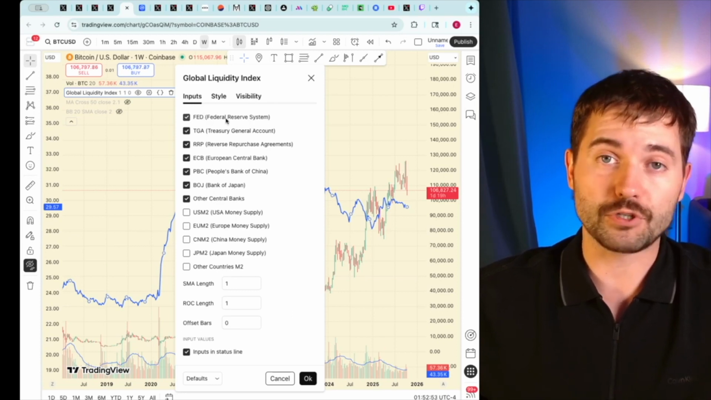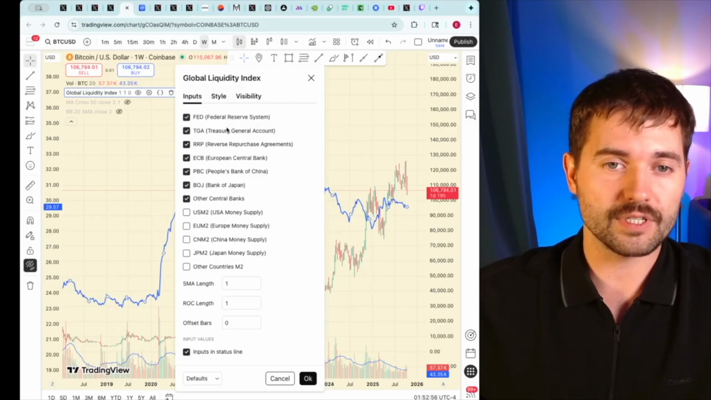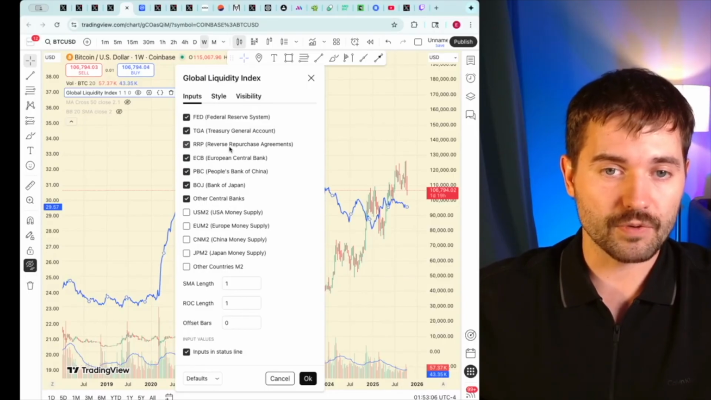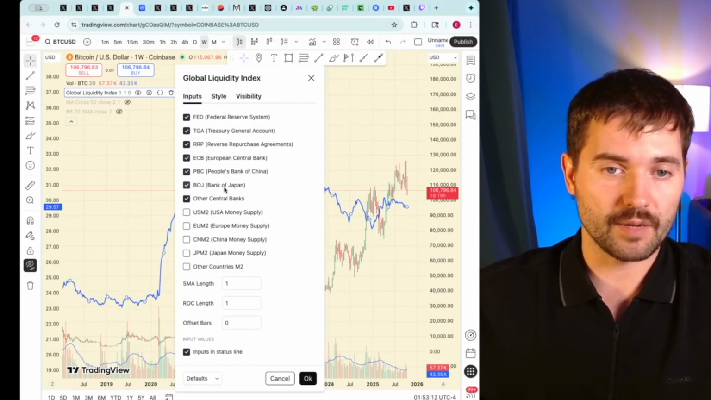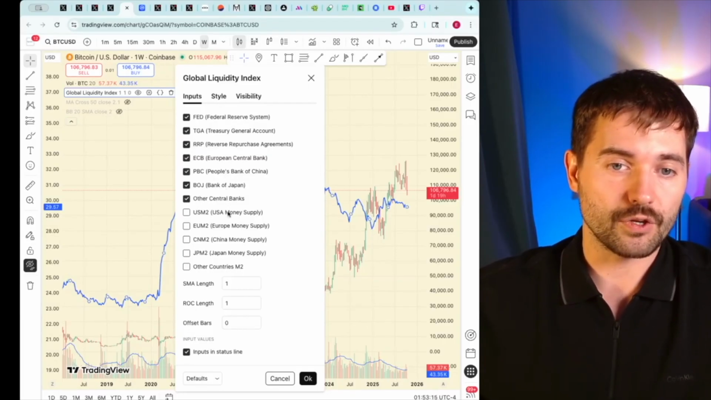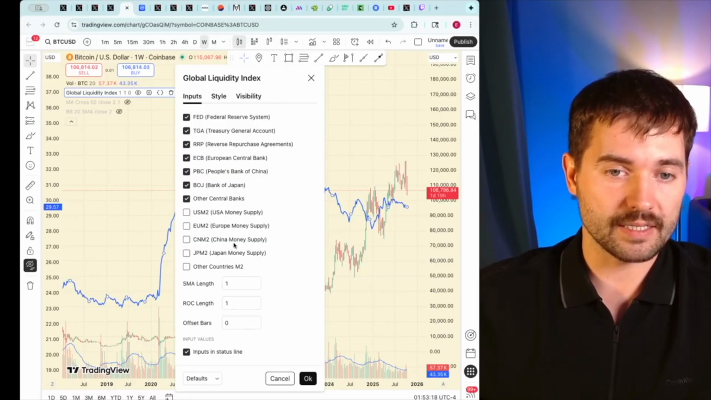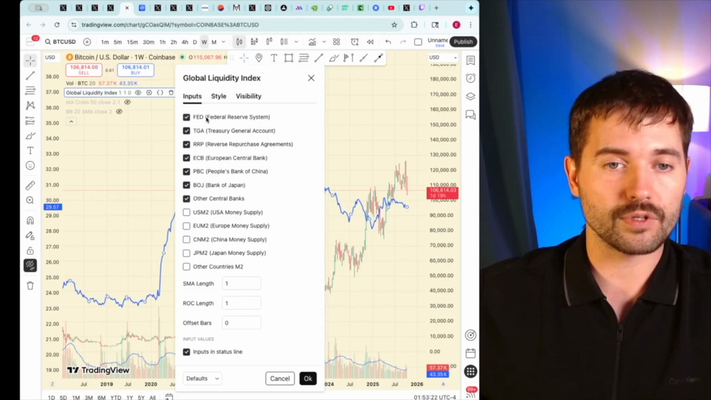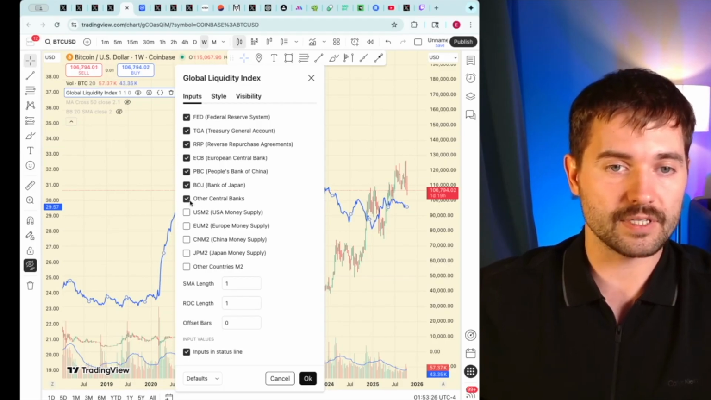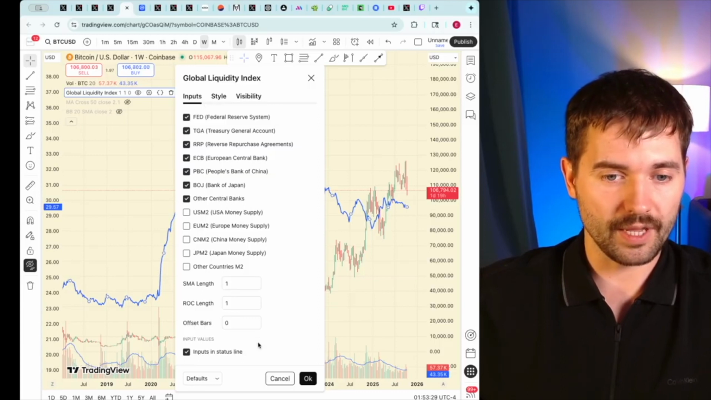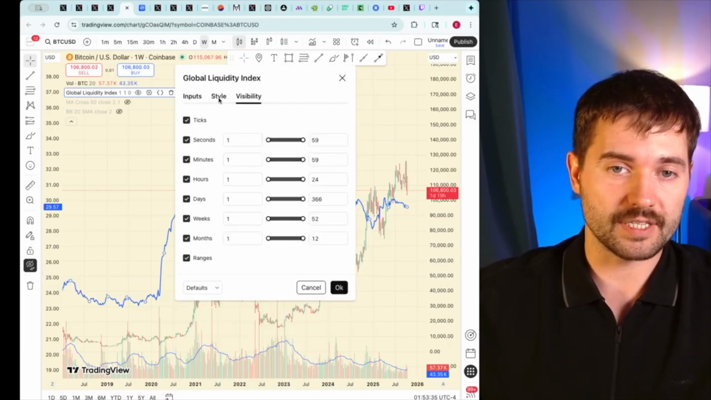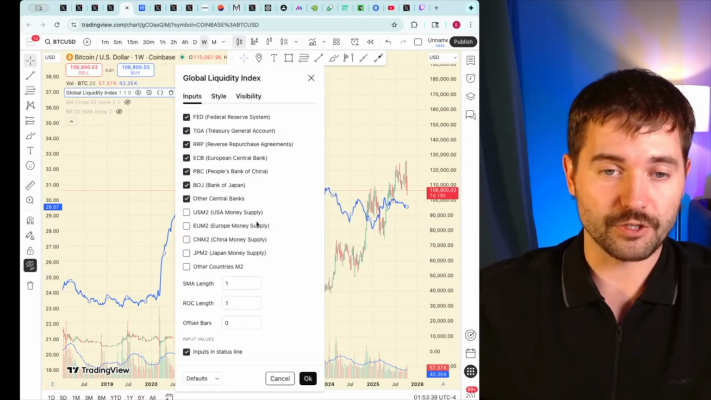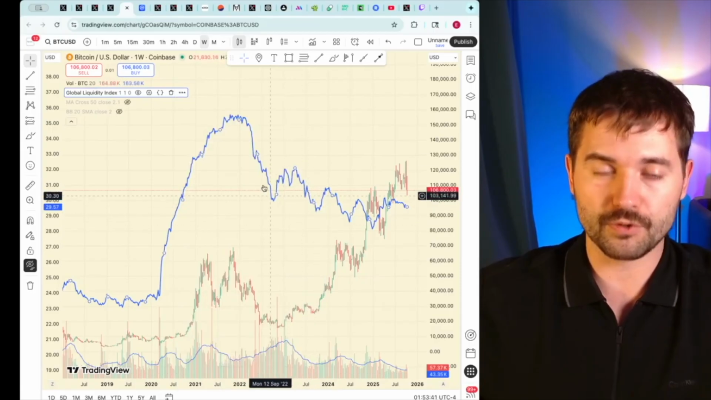You see here the central banks of the top 8 countries. So we have the Federal Reserve and Treasury General Account, US reverse repurchase agreements, which is also US, the European Central Bank, that's Europe, the People's Bank of China, the Bank of Japan, and other central banks. You can also add the money supplies here, but the default is just the balances of these institutions, so we keep it this way. When I edited it, it was yellow, so you can change the style depending on what you need. But I chose blue because it suits the chart very nicely.